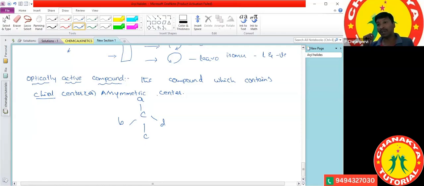And axis of symmetry is also there. Axis of symmetry means when you cut along the x-axis, y-axis or z-axis and get two equal halves, we can call it axis of symmetry. And how do we define an optically active compound? The compound which does not obey any kind of symmetry is called an optically active compound. It is completely asymmetric. The compound which does not obey any kind of symmetry in any direction is called an optically active compound.